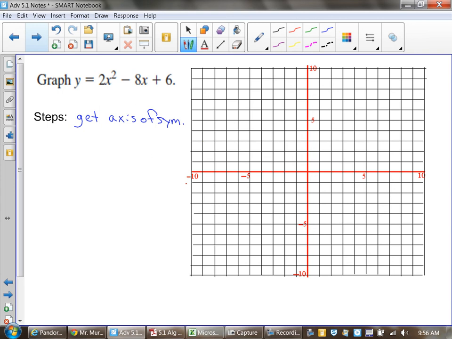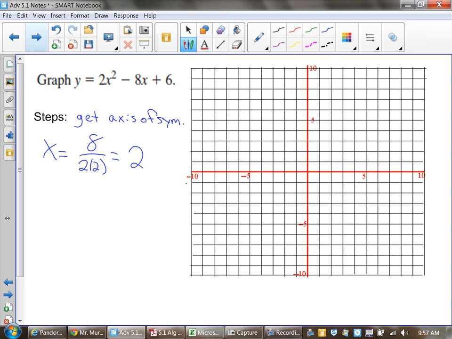So I have y equals 2x squared minus 8x plus 6. I'm going to get my axis of symmetry. X is going to equal, well, I've got the opposite of negative 8, so it's 8 over 2 times 2, otherwise known as 8 divided by 4. So we now have a vertical line that goes through x equals 2.